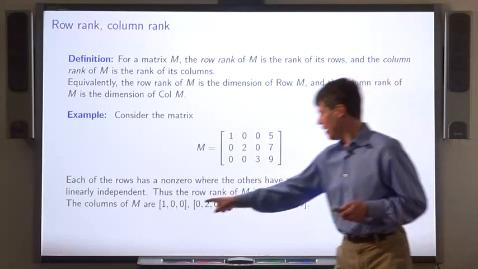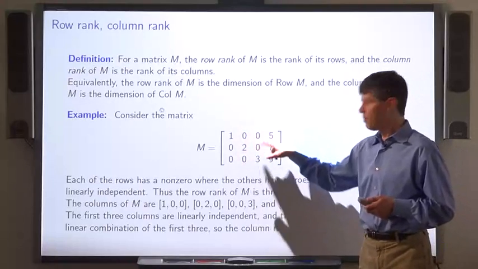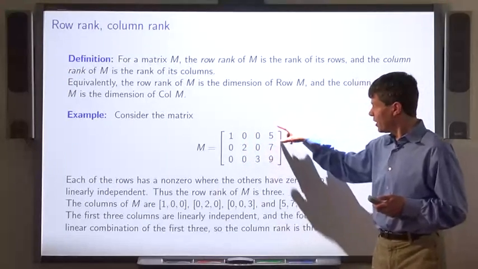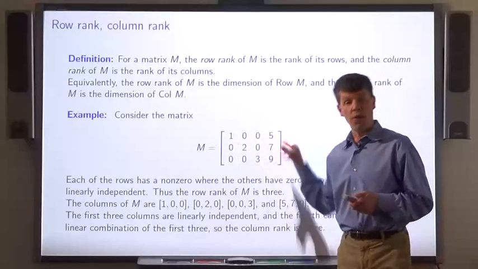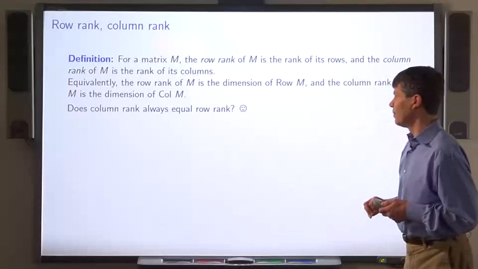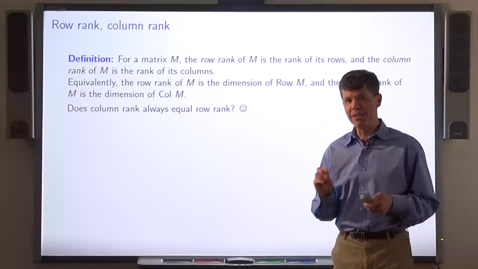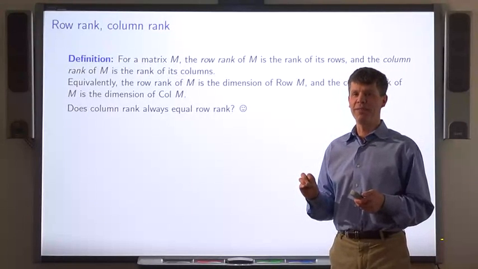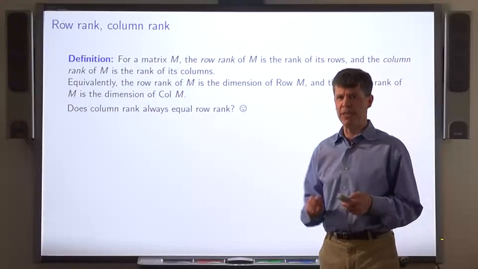The columns are these vectors. Now, the first 3 columns are linearly independent, but you can express the 4th column as a linear combination of the other 3. So the column rank of this matrix is 3. Now, we see that in the couple of examples we've looked at, the row rank happens to equal the column rank. And we'll see later that that's not a coincidence. It's true in every matrix.